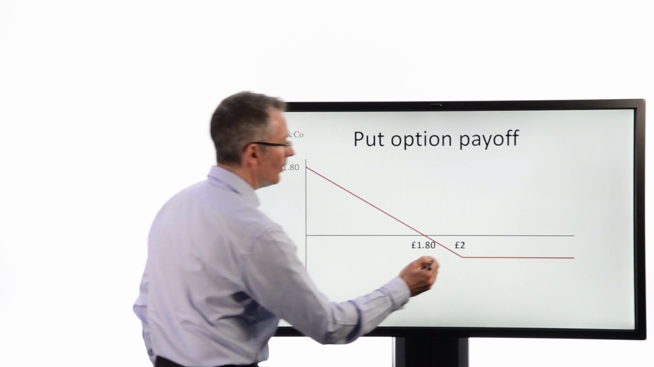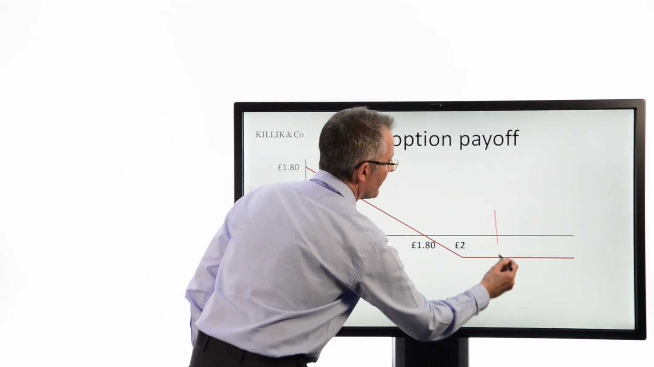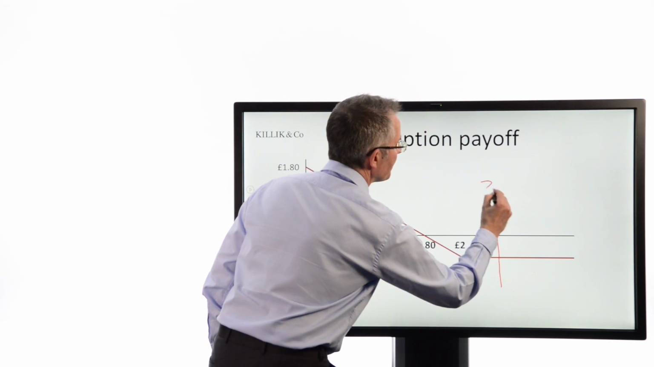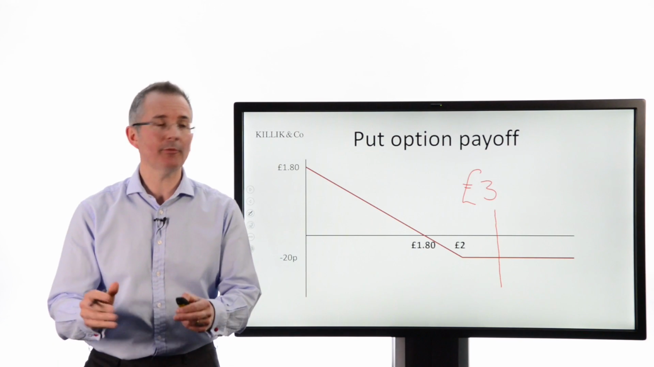Imagine, if you will, that the underlying share price at the end of 3 months, let's say, is £3, and you're the holder, you've got the piece of paper.